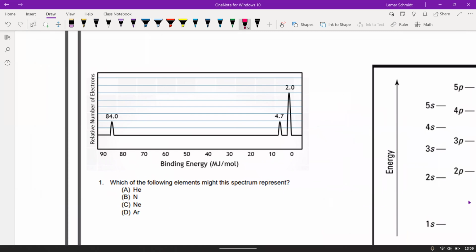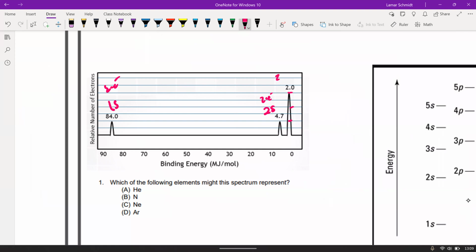They are 1s. How many electrons are there? 2 electrons. Holy smokes, y'all are good. What about the peak at 4.7? That's 2s. How many electrons? 2 electrons. All right. And then the one at 2.0.